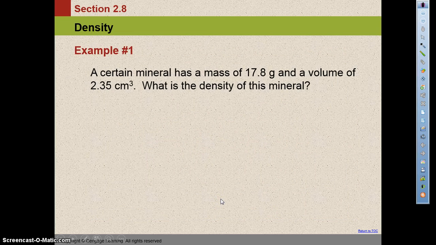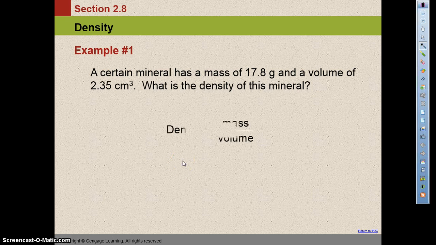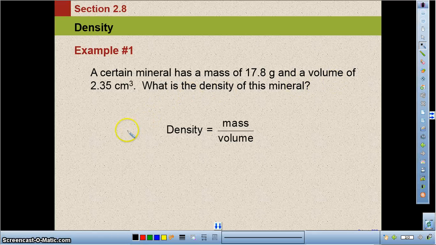Let's look at an example. This says a certain mineral has a mass of 17.8 grams and a volume of 2.35 cubic centimeters. What is the density of this material? And we're going to start off with looking at what the formula is. And let's go ahead and show that. Density is mass over volume. So we need to keep that in mind when we're doing the problem.